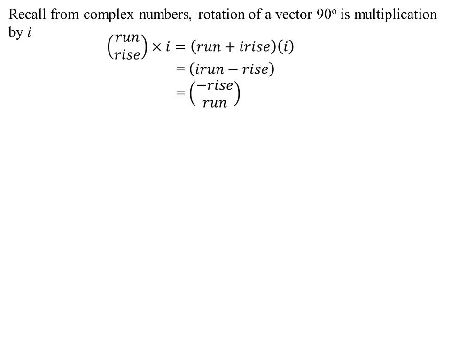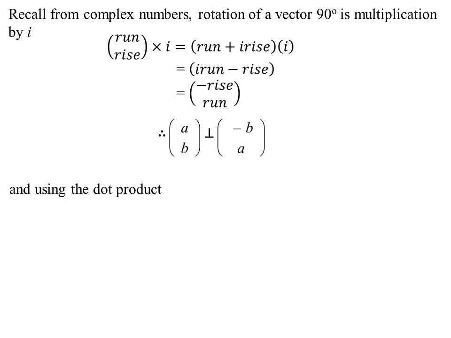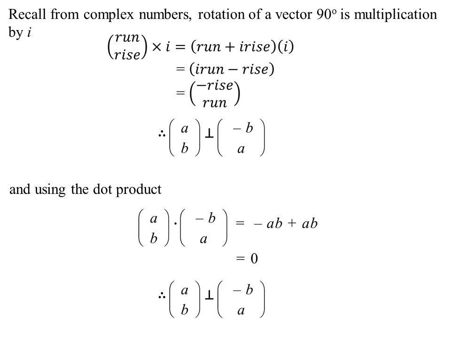Well, if I rewrite run over rise in component form, I'd get run plus i rise. I'm going to multiply that by i, and I get i run minus rise. Put that back into a column vector, and I end up with minus rise over run. (a, b) is perpendicular to (minus b, a). That's what we're saying. Now, using the dot product, I can confirm that yes, indeed, because those two things multiply together to give 0, they would be perpendicular to each other. Just an interesting side note there.